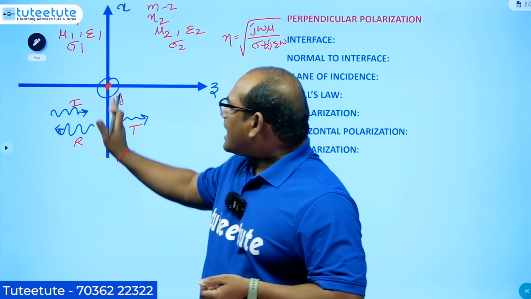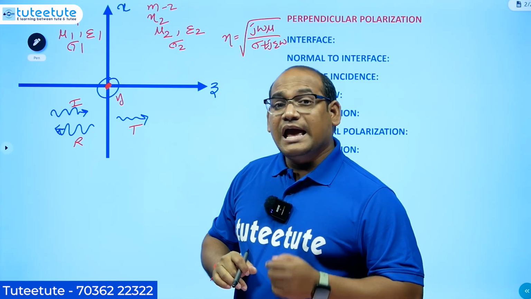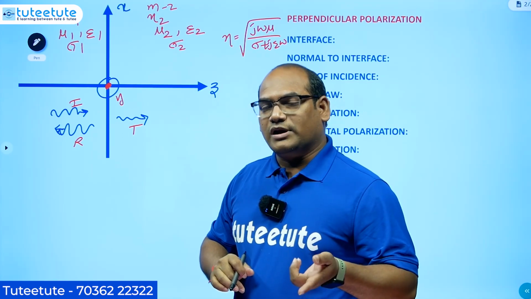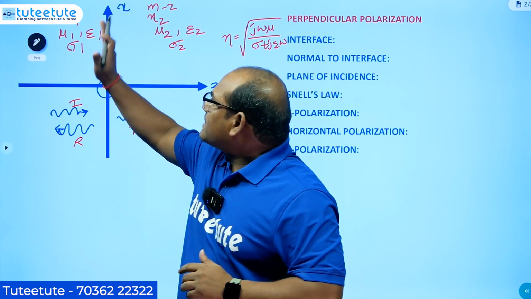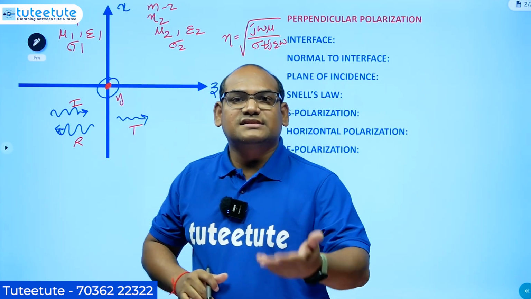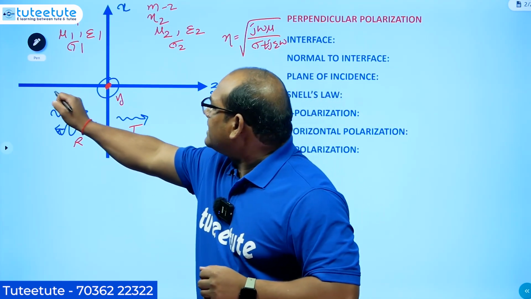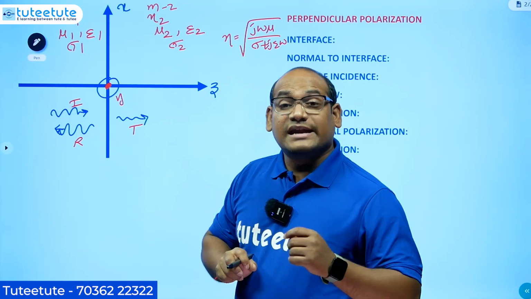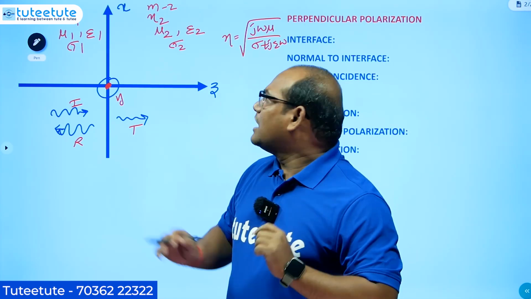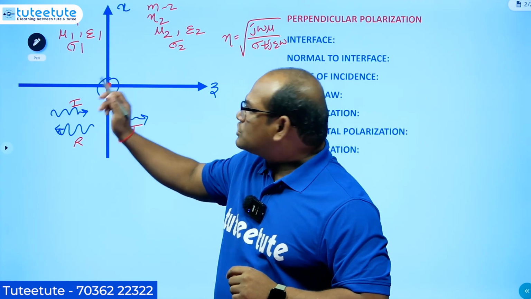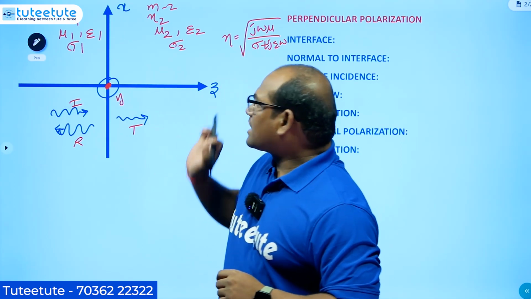This is the boundary I have mentioned, that is the XY plane, and the normal to the boundary is also required for us. So what is normal to the boundary? If it is the XY plane, surely we can say the Z axis is normal to the XY plane. That's why here we have mentioned the Z axis, and it is normal to the boundary, normal to the interface, or normal to the XY plane. So this is the normal.